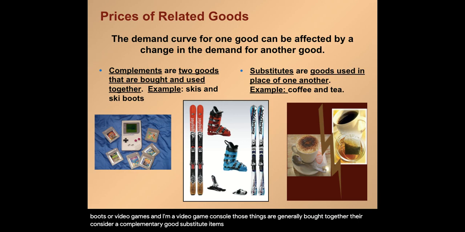Substitute items are goods that are used in place of one another. So, substitute items are like coffee or tea, or if you were buying cereal, buying name brand, or buying like the Safeway or the Raley's version of that same cereal. Substitute items are goods that are used in place of one another.